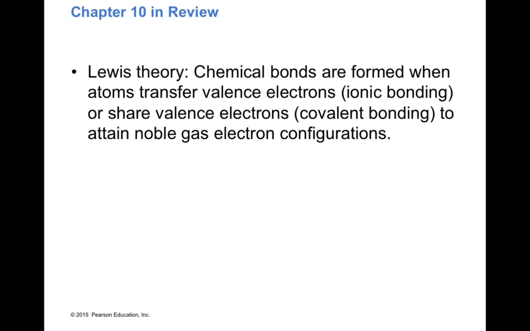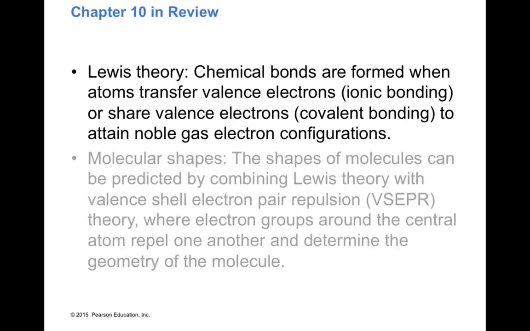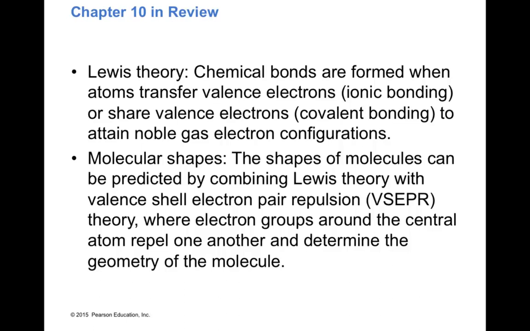So, in a review of chapter 10, the Lewis theory: chemical bonds are formed when atoms transfer valence electrons, ionic bonding, or share valence electrons, that is covalent bonding, to attain noble gas electron configuration. Molecular shapes, the shapes of molecules, can be predicted by combining Lewis theory with the valence shell electron pair repulsion, the VSEPR theory, where electron groups around the central atom repel one another and determine the geometry of the molecule.